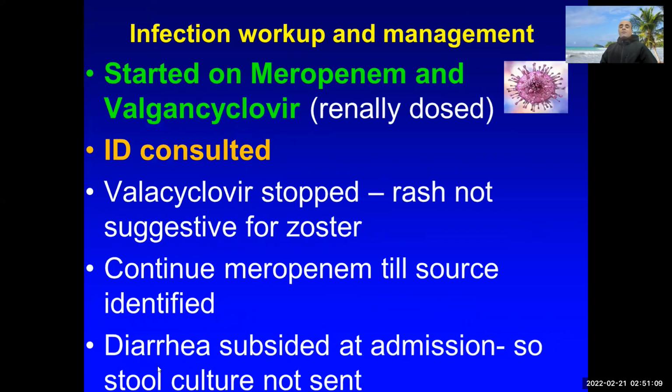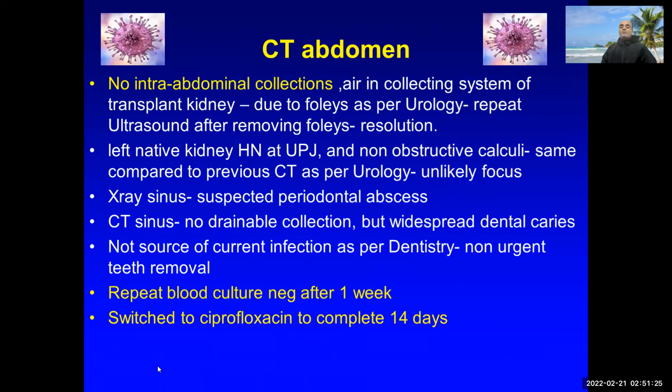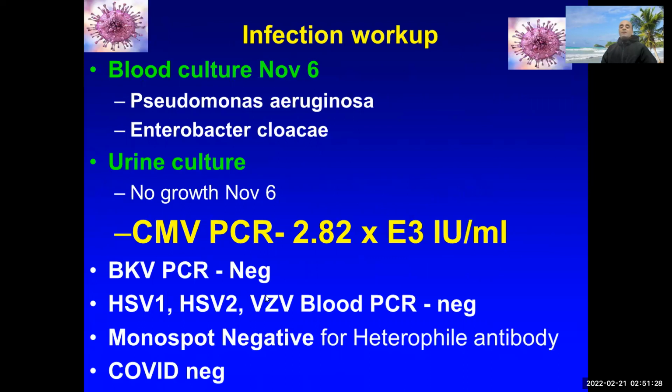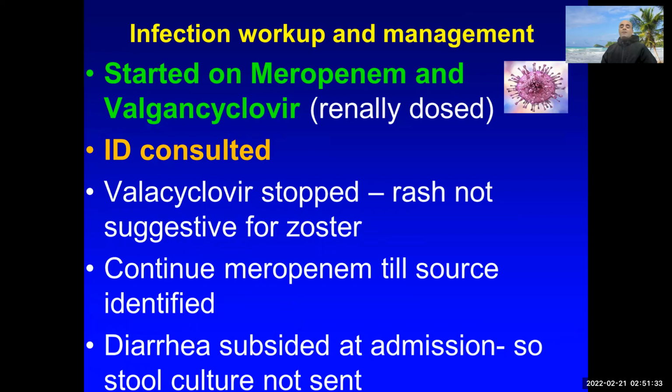For patient management, I started meropenem for the blood culture with Pseudomonas and Enterobacter, and valganciclovir at renal doses because CMV is positive. ID said valacyclovir was being used only if varicella zoster virus was positive, but it is negative now, so valacyclovir is stopped; rash not suggestive of zoster. Continue meropenem until the source is identified. Diarrhea subsided at admission, so stool culture was not sent.